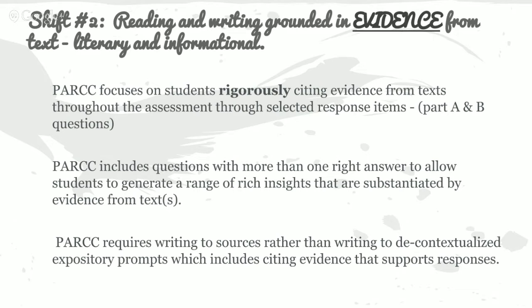These are also commonly known as Part A and Part B questions. Part A is always the text-dependent question, and Part B is always locating the evidence that supports that answer in the text. And that can be through thick and thin questioning. The evidence might be right in front of you, or you may have to make an inference to find the evidence. PARCC includes questions with more than one right answer to allow students to generate a range of insights that are substantiated by the evidence from the text.